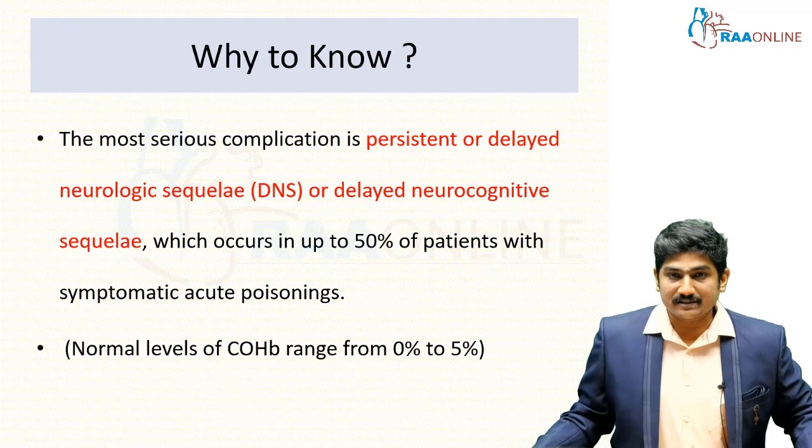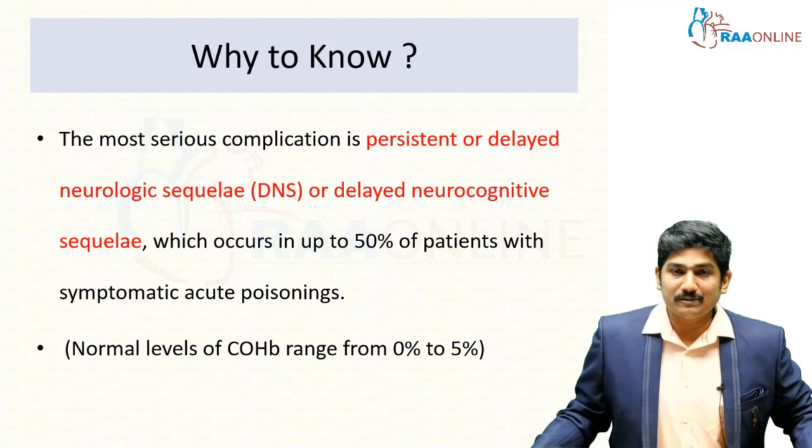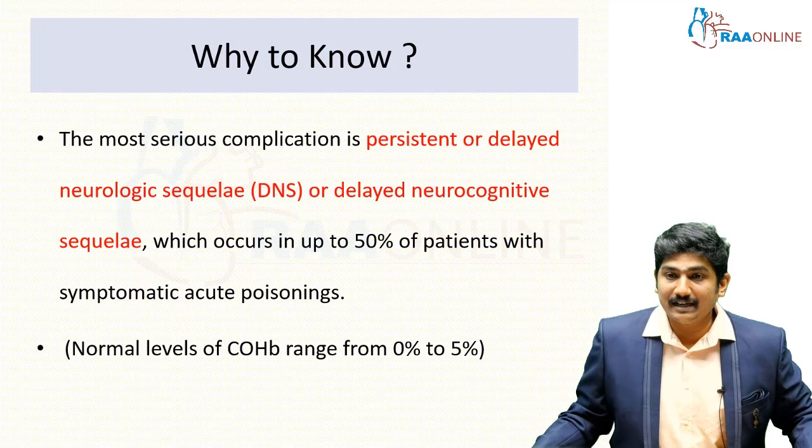Why should we know about this? As we already know, carbon monoxide can cause type 1 respiratory failure and HBO is the best therapy for it. But all this is for the acute phase. We need to read and educate ourselves more on the delayed presentation. That is the most serious complication, the persistent or delayed neurological sequelae, or delayed neurocognitive sequelae. It can occur in as much as 48 to 50% of patients with symptomatic acute poisoning. So let us see this first.